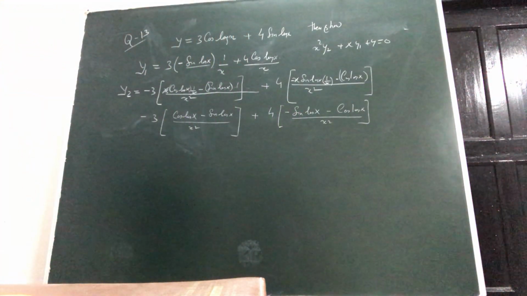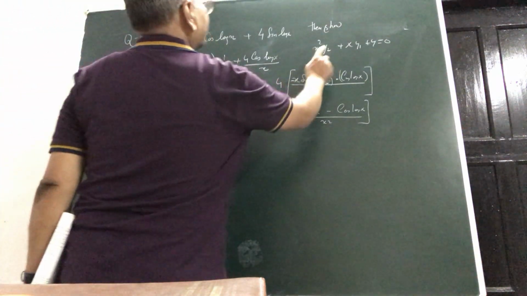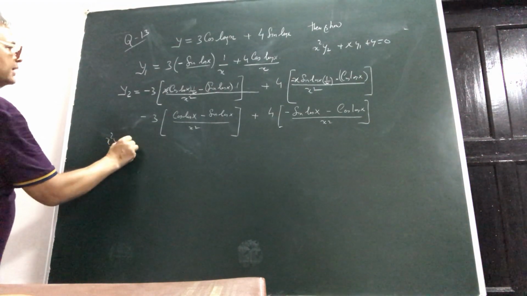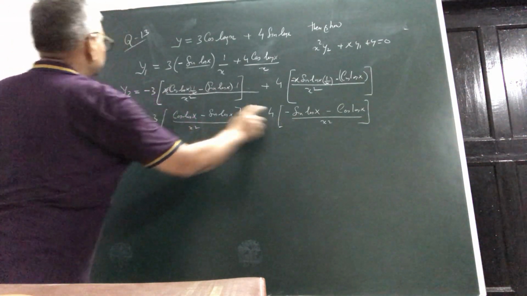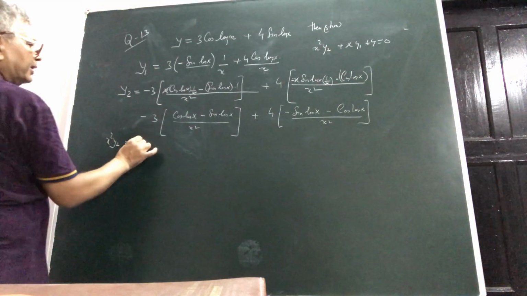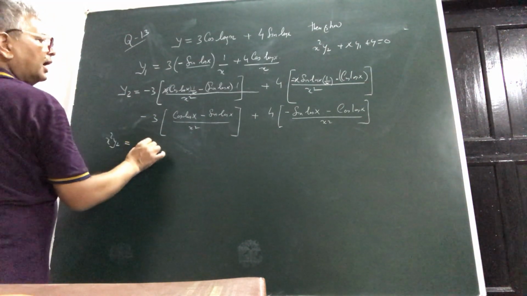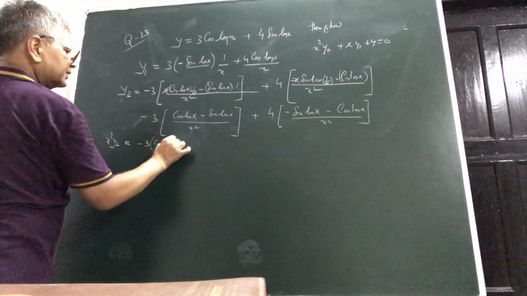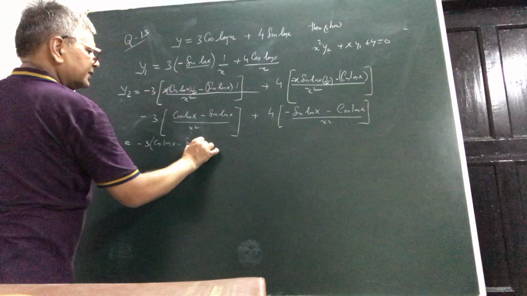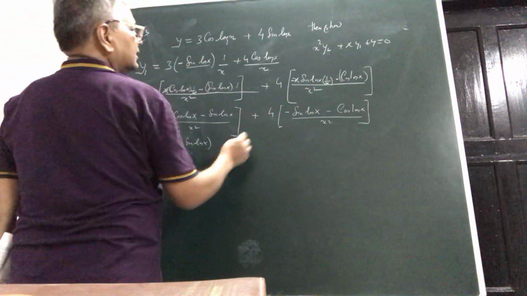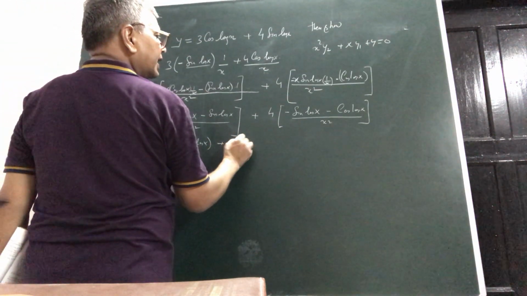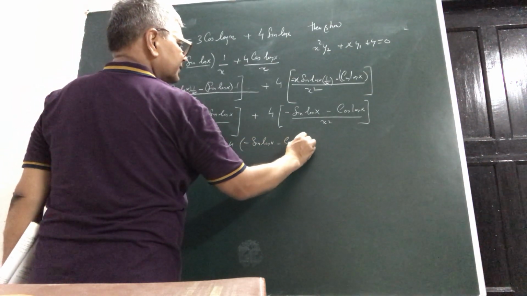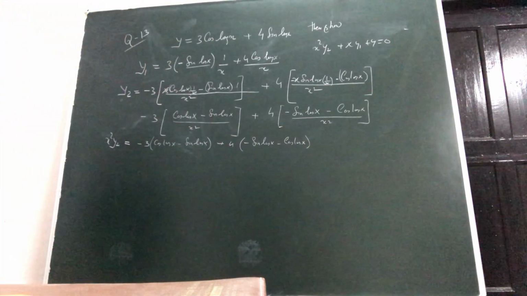No issues. So what you want to show is x square y2. So first you multiply this thing by x square. This x square will multiply with the x square in the denominator, so you will get minus 3 times cos log x minus sin log x, and then plus 4 times minus sin log x minus cos log x. Okay. So this is the thing.